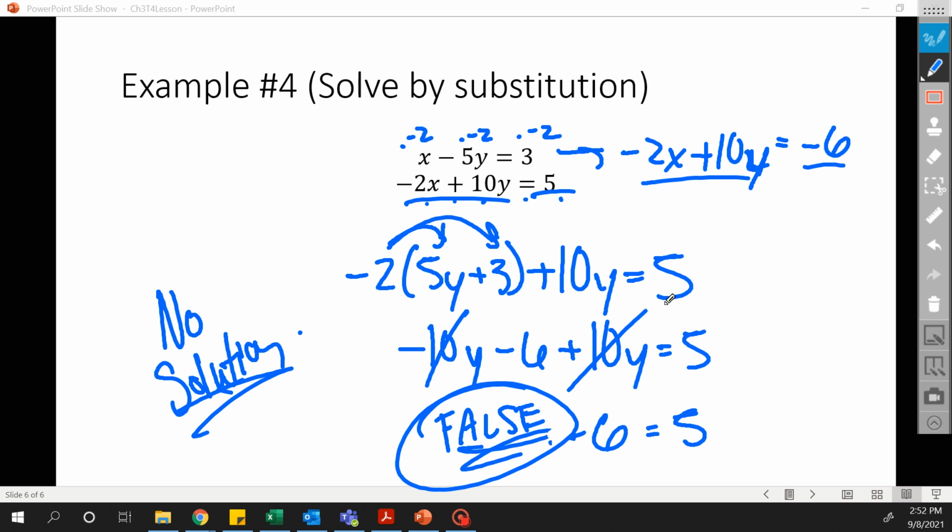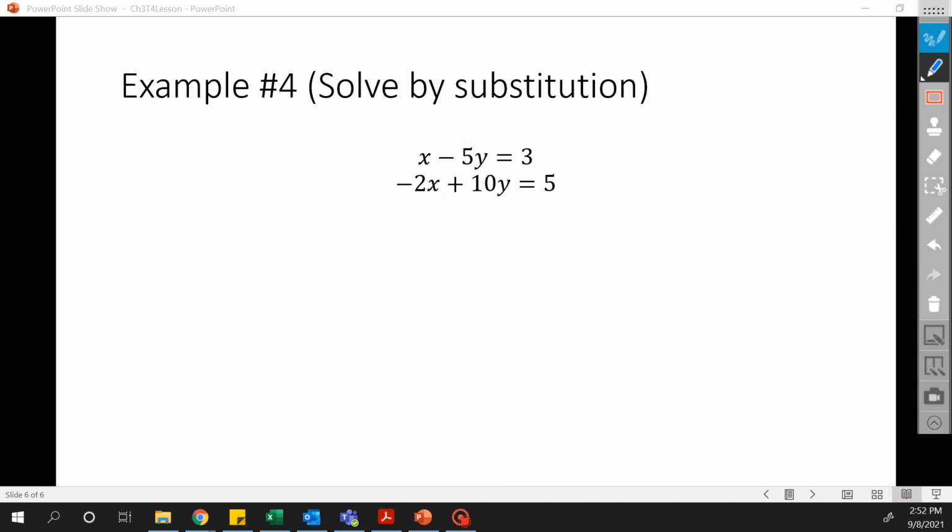So this has no solution. This is false. All right, and that is our substitution method there.